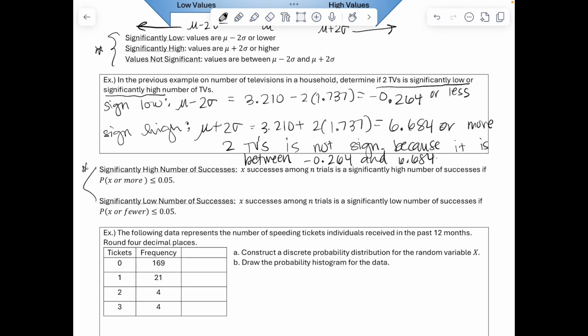Another way to do this is to look at the probabilities, which we could have done also since we had those. And so with X successes in n trials, it is a significantly high number of successes if that probability is really small. And significantly low is going to be where the number of successes, the probability of X or fewer, is less than or equal to 0.05.